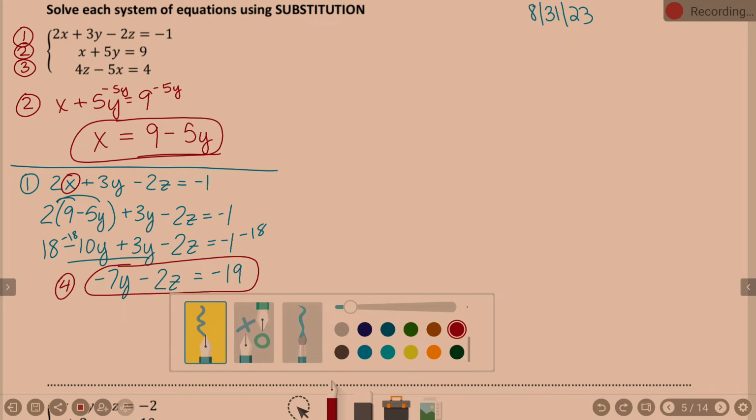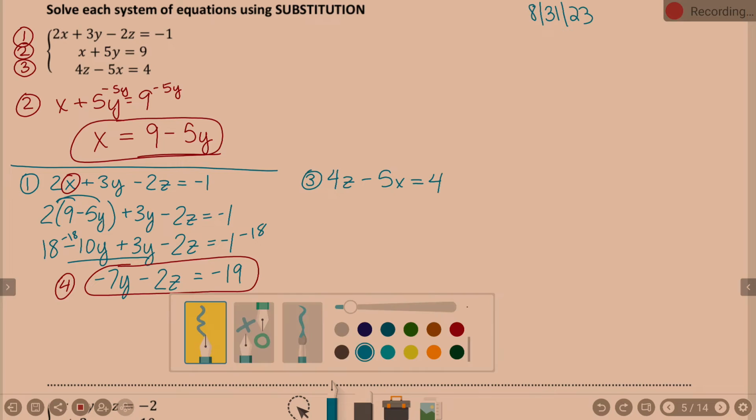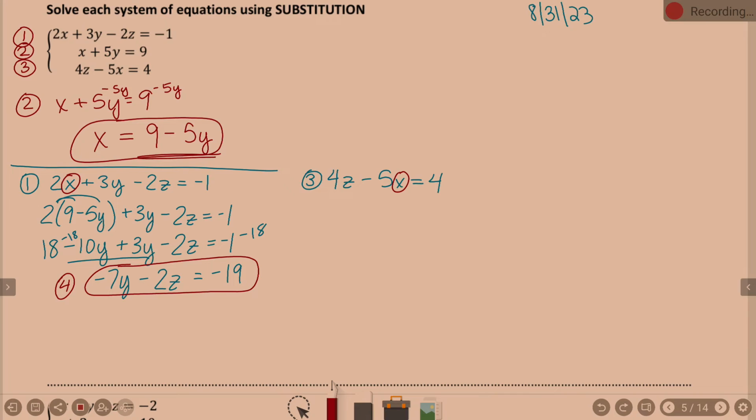We're going to repeat the process now. So 2 was the one I solved. I just plugged it into 1. And now I'm going to plug it into 3. So I'm plugging it into the other two equations. So let me write out 3, which is 4z minus 5x equals 4. Every place I see x, I'm replacing it with 9 minus 5y.